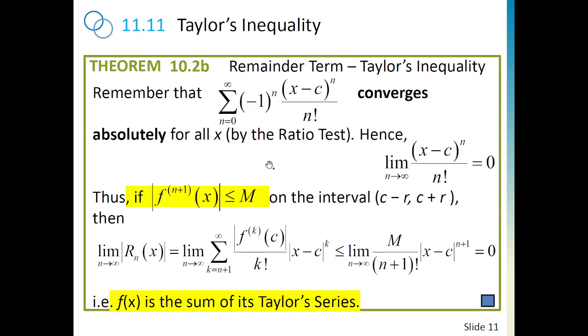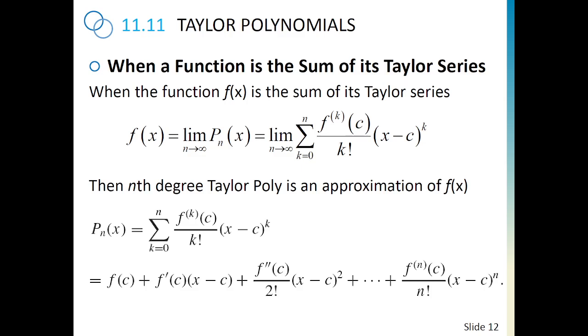And the result that we saw previously was that whenever we can find an upper bound for the derivatives on certain interval, then the remainder actually is going to 0, and that means that the function f that was used to generate the Taylor series is actually equal to the sum of the Taylor series. So that was a useful result that we saw previously.